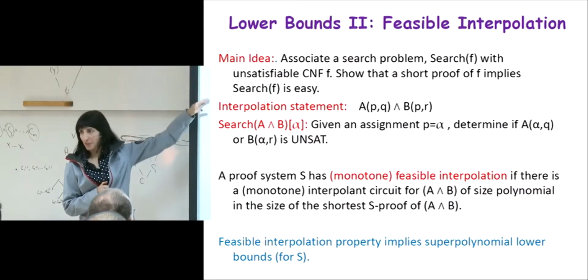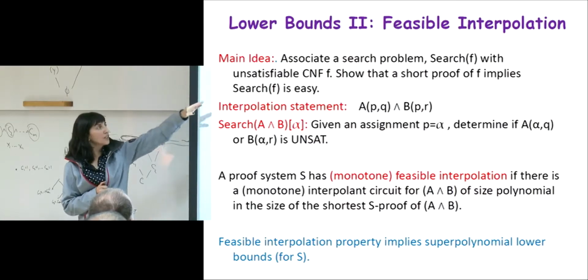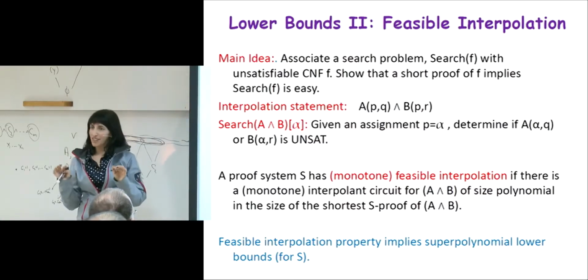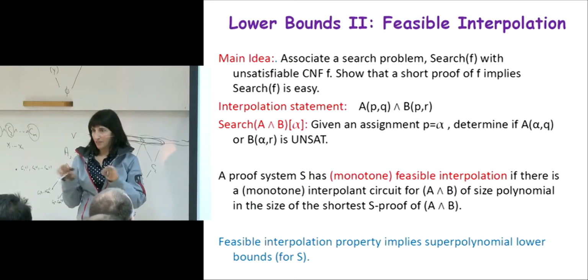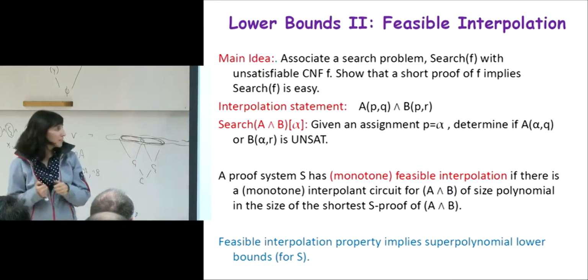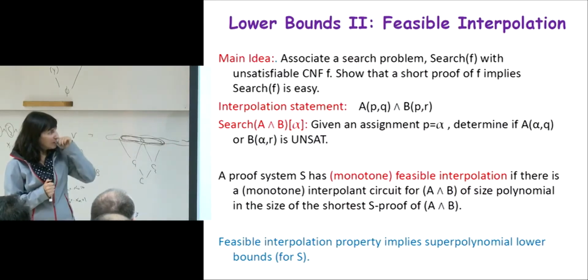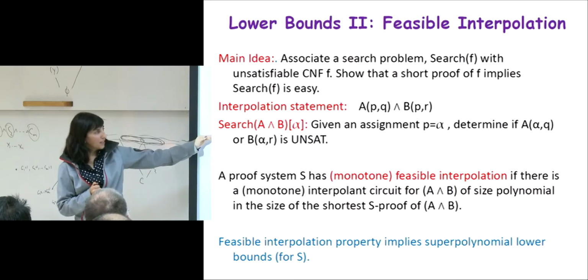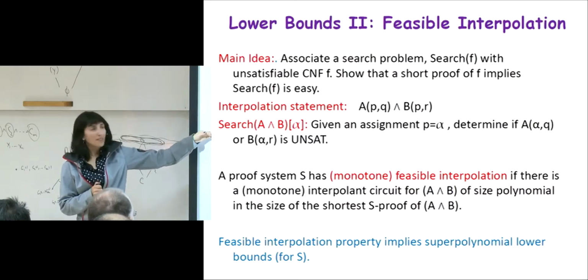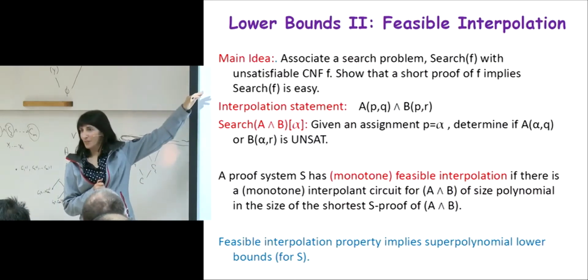Okay, so that's the interpolation search problem associated with this kind of weird statement, this interpolant statement, where you have two parts to it, with shared variables and private variables. A proof system is said to have feasible interpolation if you can always solve this search problem efficiently in the size of the proof.